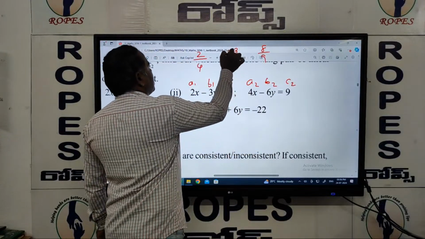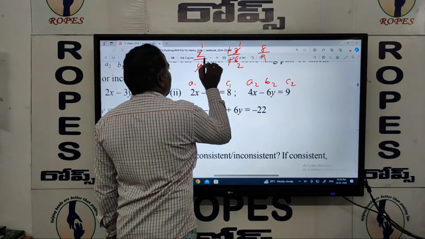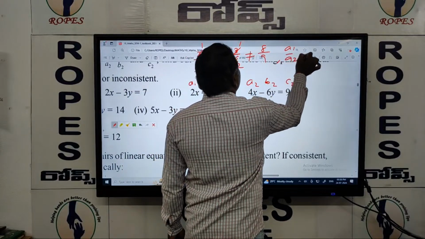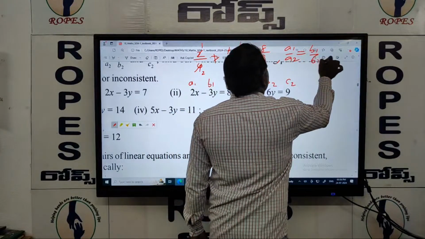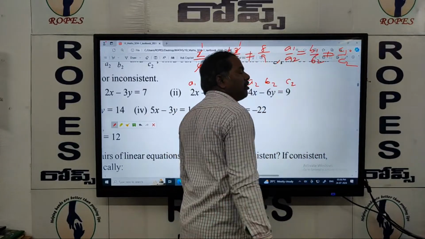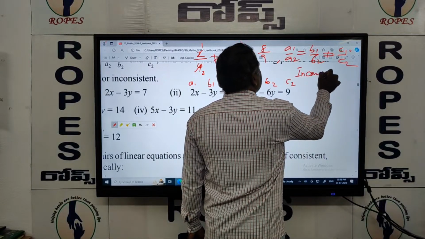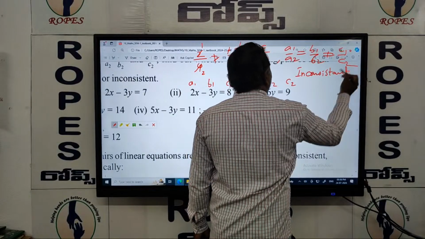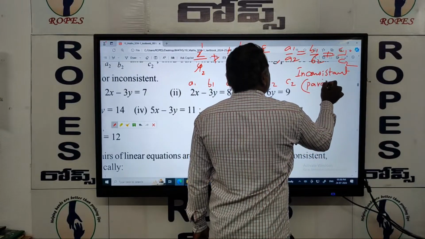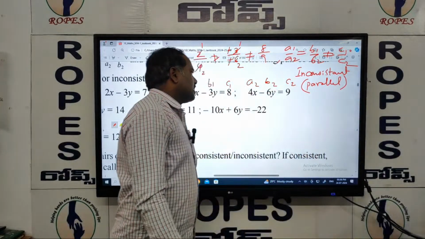Here the minus signs cancel, 2 ones are 2, 2 twos are 4. Now we are getting A1 by A2 is equal to B1 by B2 is not equal to C1 by C2. So when A1 by A2 is equal to B1 by B2, then the lines are parallel, and they are inconsistent lines, because parallel lines are inconsistent. So this is the second question.